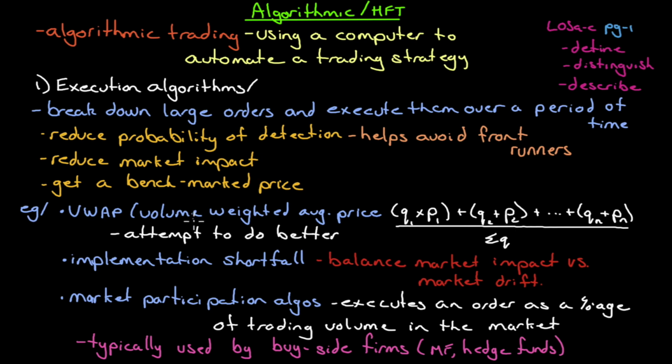That'll be your average price, your volume-weighted average price. The execution algorithm attempts to do better than that. So it attempts to get a better price than you would using this procedure. Implementation shortfall. And this is where the algorithm will attempt to balance the market impact of your order with market drift. So it'll look at the probability of the market moving away from you by splitting up your order and doing small trades versus, well, what would happen if you hit the market all at one time?